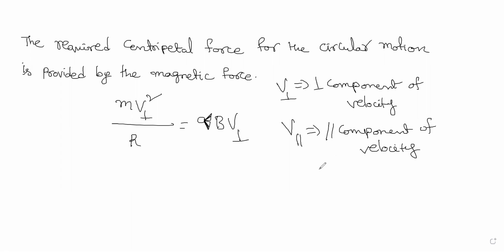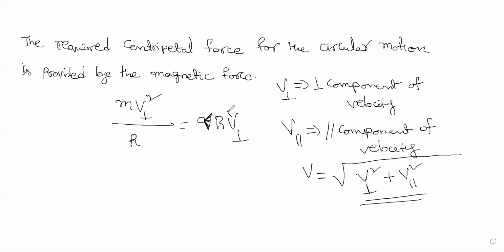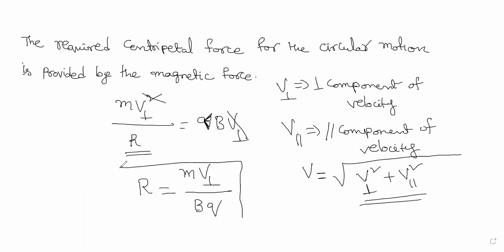Okay, so if you are asked to find the velocity, what would be the magnitude of the velocity? That is square root of v perpendicular square plus v parallel square. That's how you get the velocity. So now let's cancel this part, and now you will get the expression for the radius. Radius is m v perpendicular divided by bq. This is the most important expression.